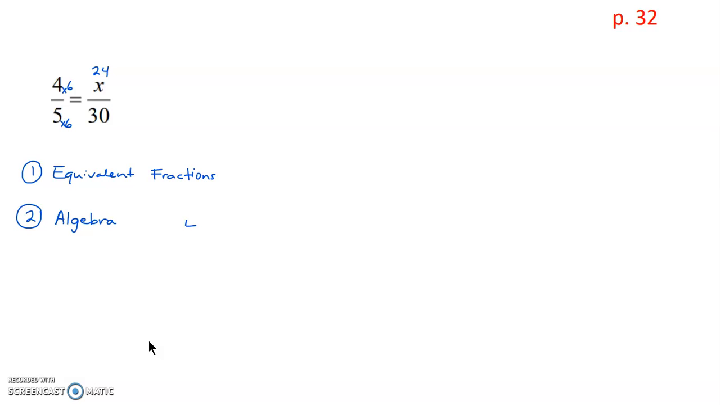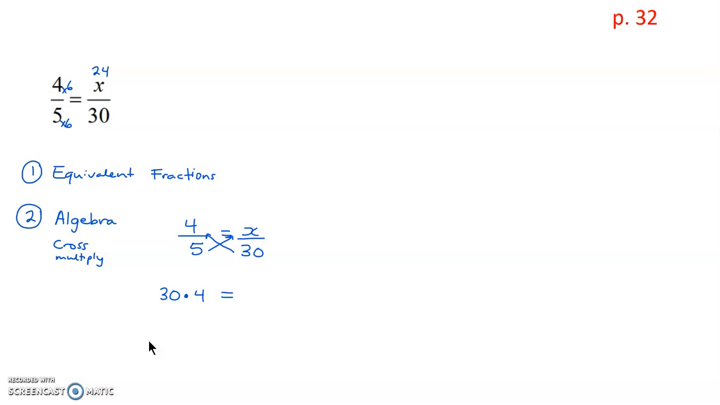So in this method, we take 4 over 5 is equal to x over 30, and what we do is we cross multiply. It does not matter which side you put the numbers on. So for example, it does not matter if you do 4 times 30 and put that on the right-hand side of the equal sign, or 30 times 4 on the left-hand side. All that matters is that the numbers are multiplied and placed on either side of the equal sign. So I'm going to multiply 30 times 4 over on the left-hand side.